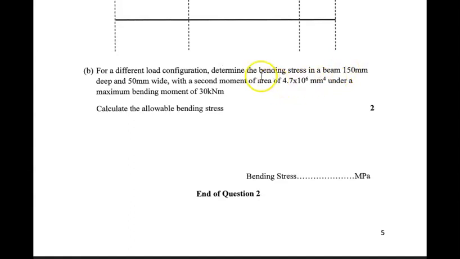And they've provided the second moment of area, or the moment of inertia. They're always going to provide that. Textbooks will give this as 10 to the 6.